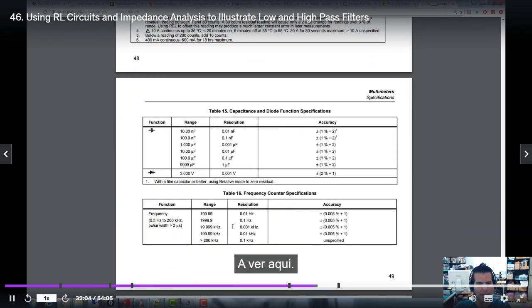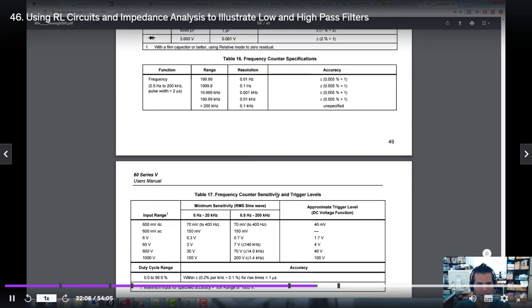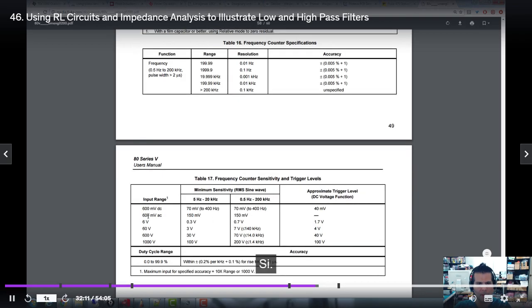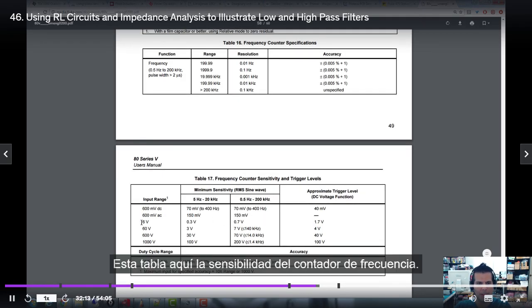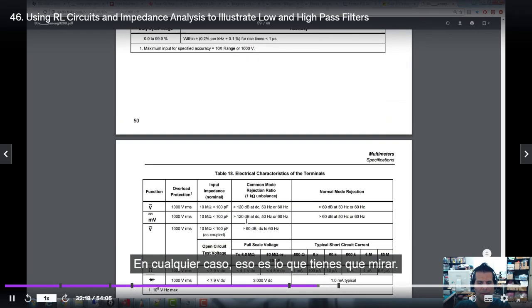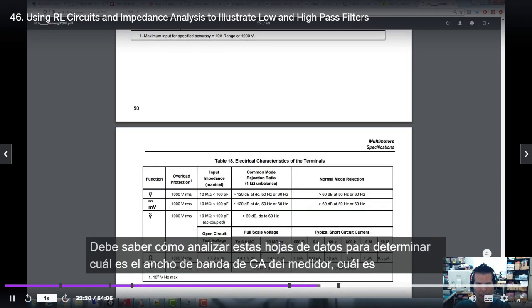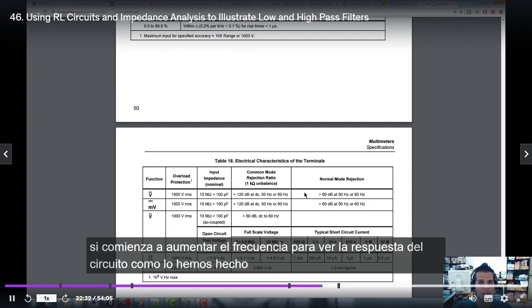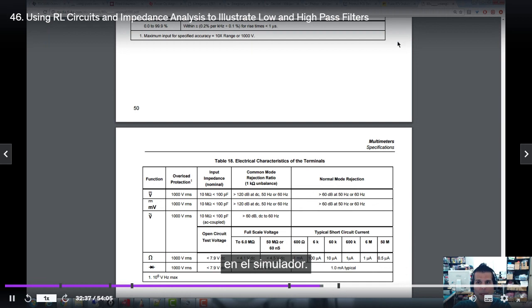Let's see here. This is just the frequency counter. And then here we go right here. Yeah, so, okay, this table right here, frequency counter sensitivity. Now this is the frequency counter sensitivity. In any event, that's what you've got to look through, and you've got to parse through these data sheets to figure out what the AC bandwidth of the meter is. And if it's like 400 or 500 hertz, it's going to be useless if you start increasing the frequency to see the response of the circuit like we've done in the simulator. So keep that in mind.